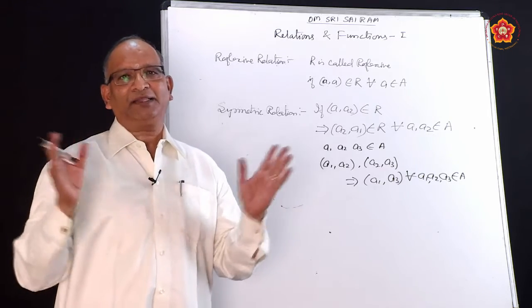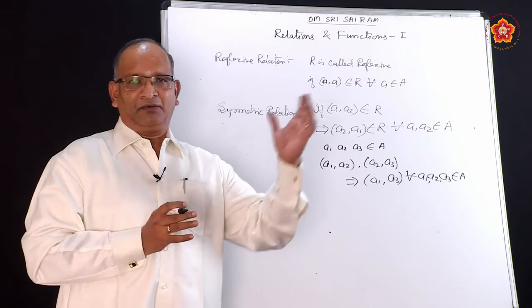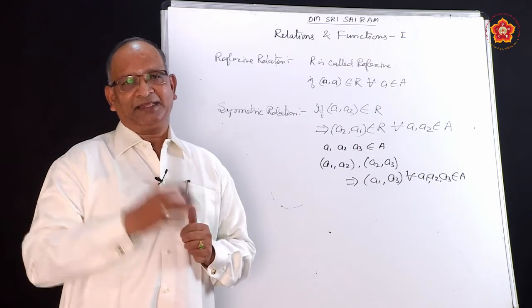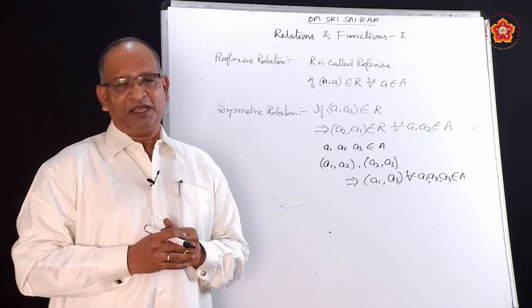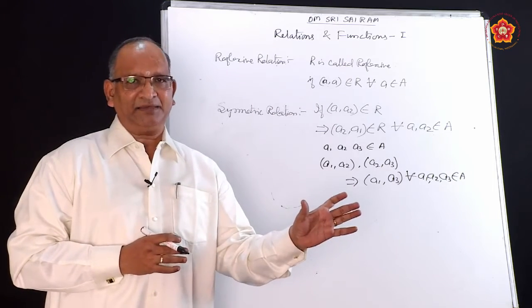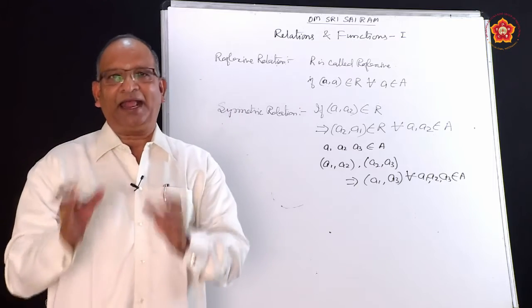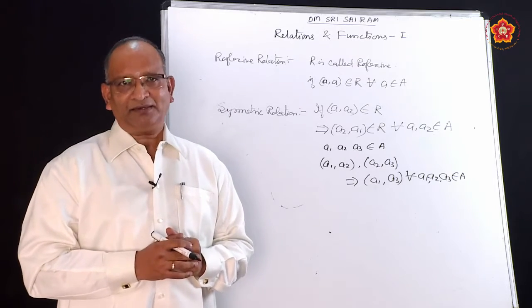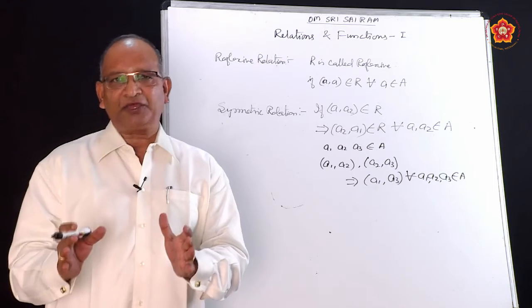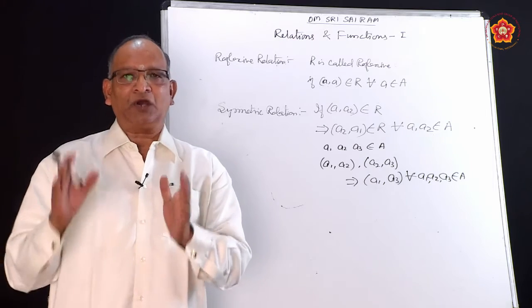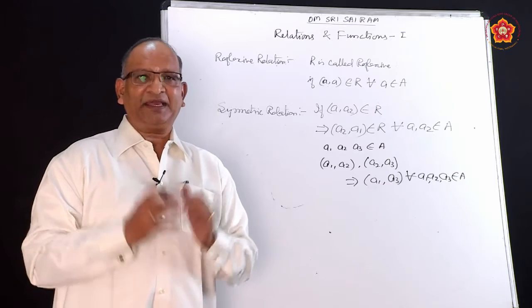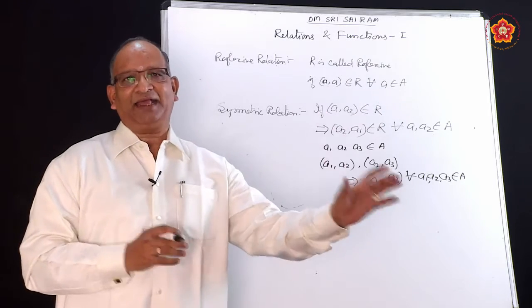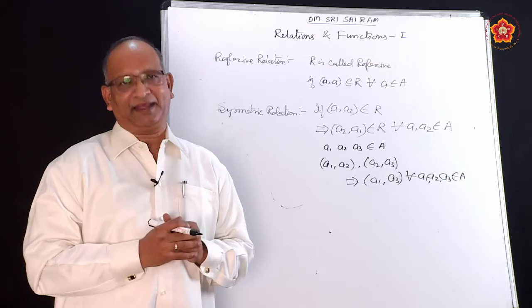Let us say we have got three triangles. One is triangle ABC, another is triangle PQR, third is triangle XYZ. Suppose triangle ABC is congruent to triangle PQR, and suppose triangle PQR in turn is congruent to triangle XYZ. Then we can conclude that the first triangle is congruent to the third triangle.